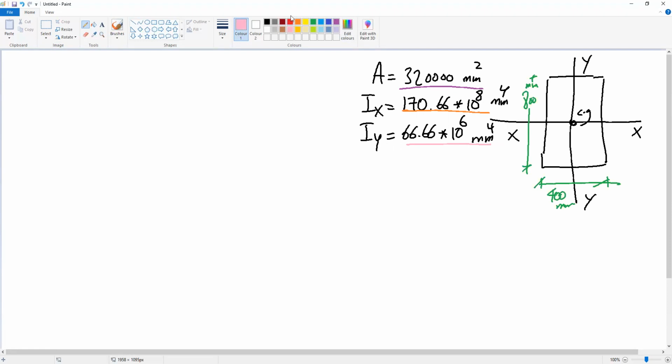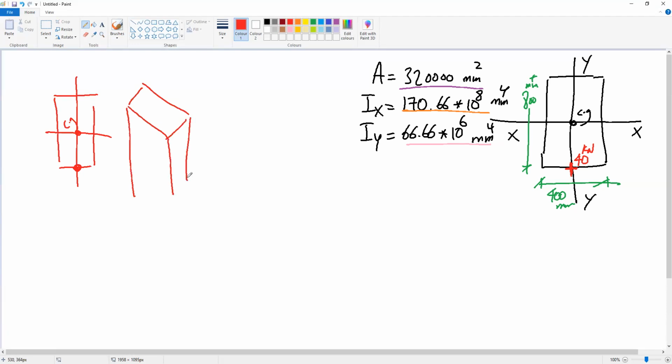And we have a compression load here equal to 40 kilonewton. Okay. What type of stresses do you expect on this cross section? First of all, we have a force here acting far from the centroid. So again, if this is 3D, this is our centroid, and this is our force. The force is acting out of the centroid.